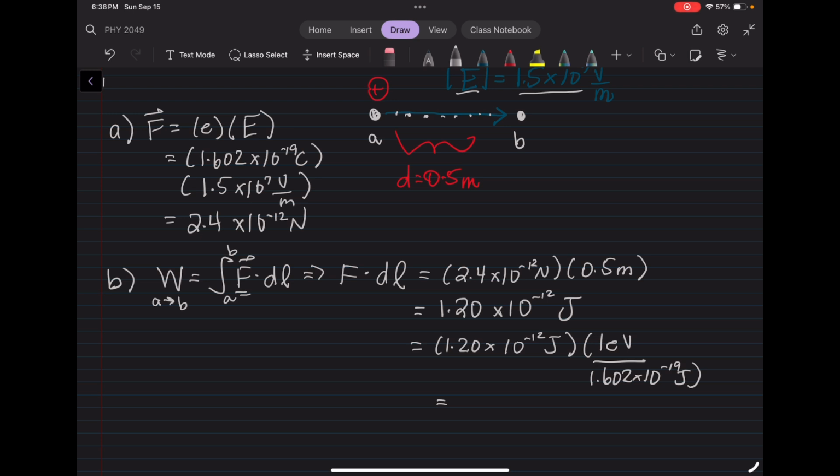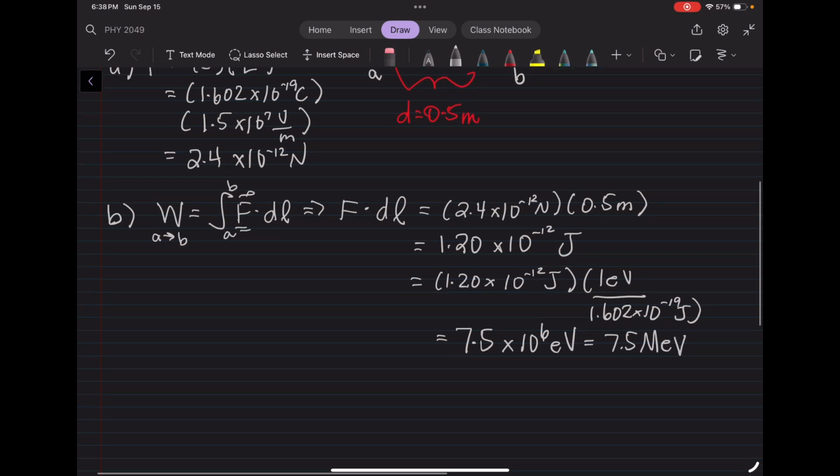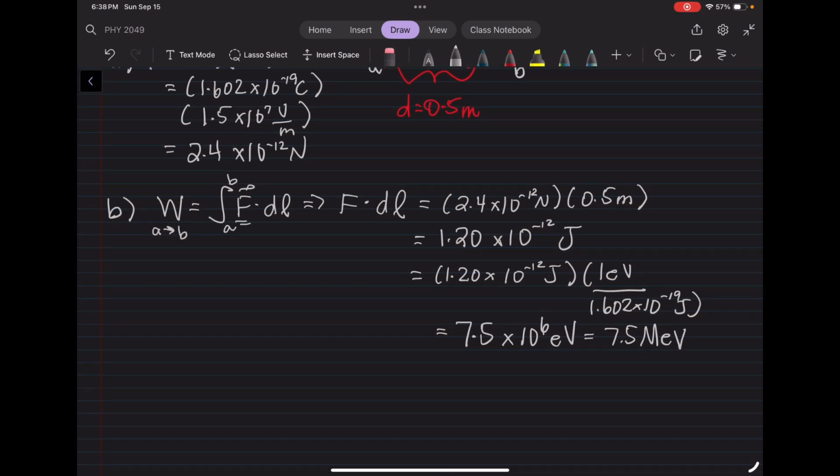And we're going to get 7.5 mega eV. In other words, 7.5 times 10 to the 6 eV, which we could call 7.5 mega eV, where mega is 10 to the 6, okay? And so I'm just kind of demonstrating that because it might come in handy in part C.